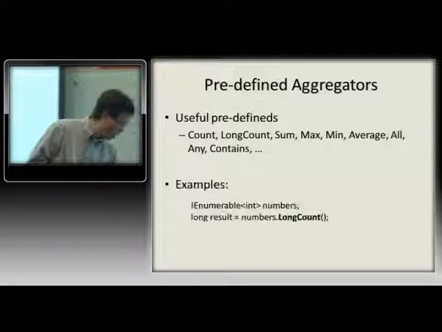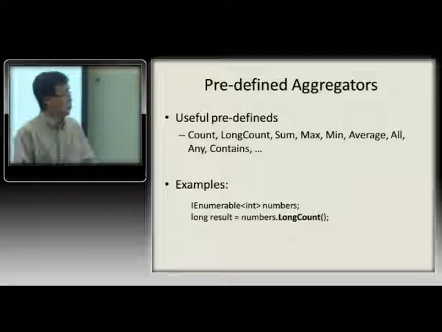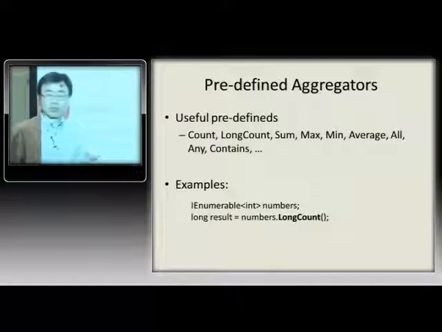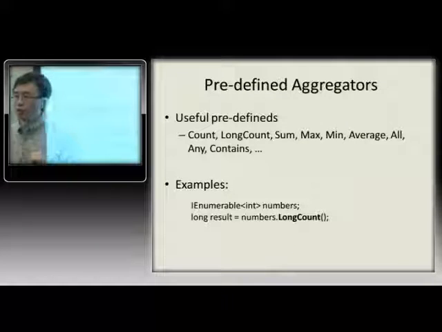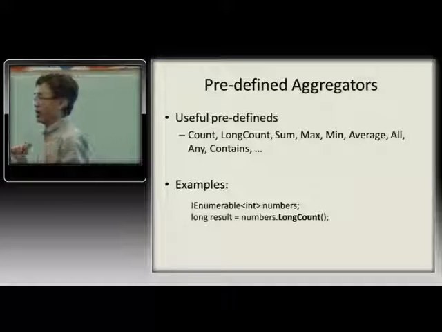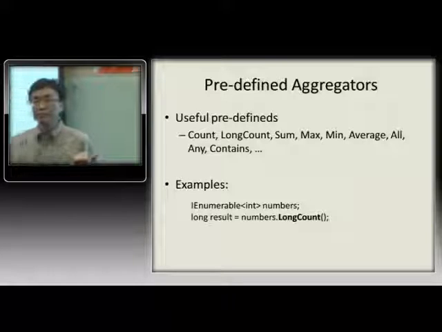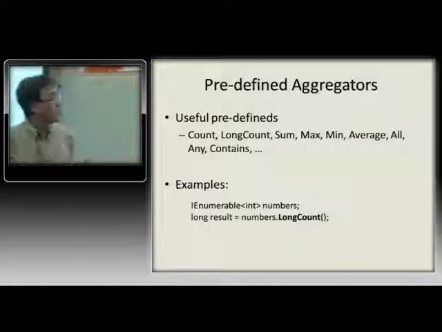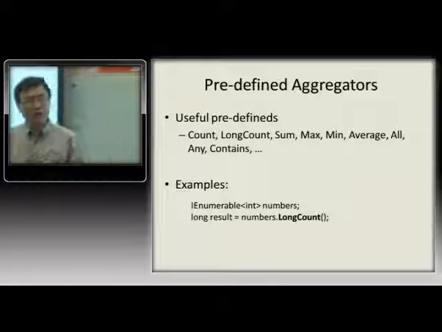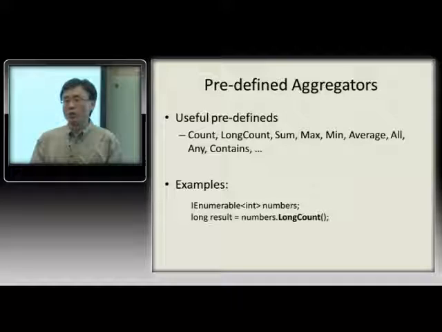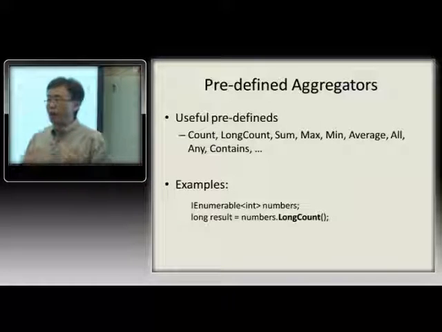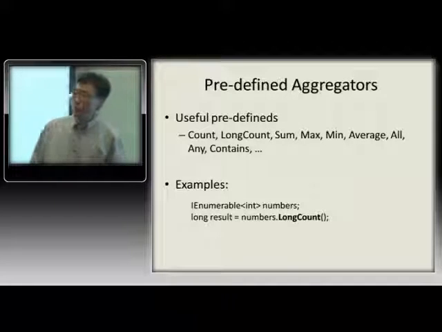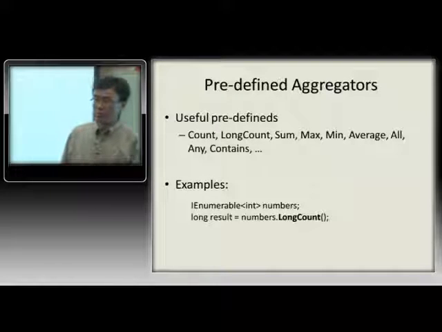Here is a very simple example. There is a count and also a long count. The count can only count up to 2 to the 31, because the return type of count is an integer. The long count is 64 bits. So I recommend using long count all the time. We really don't want to use count, as it has the potential of overflow.